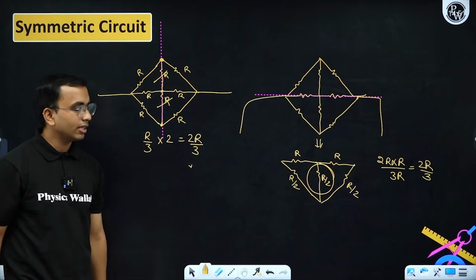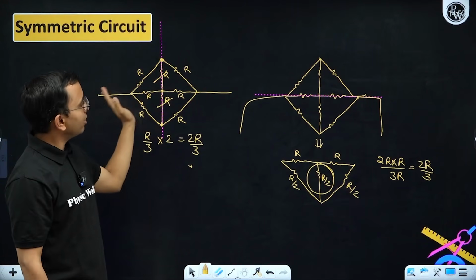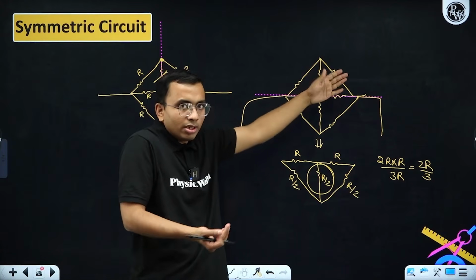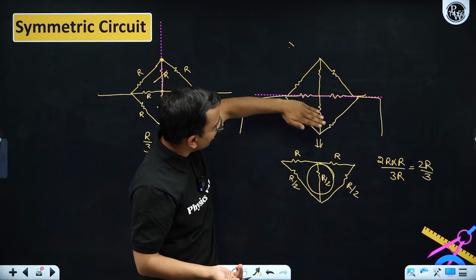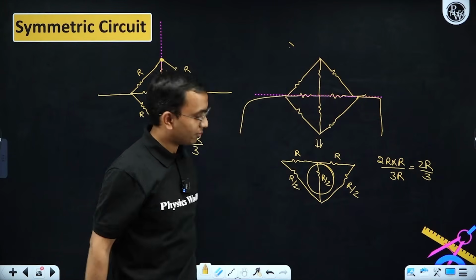Any one of the ways. Sometimes there may be only one symmetry, like only this symmetry, then you can find the half resistance and multiply with the other half. Sometimes maybe only this symmetry. In that case you fold the circuit, each resistance coming on top of the other will become half.